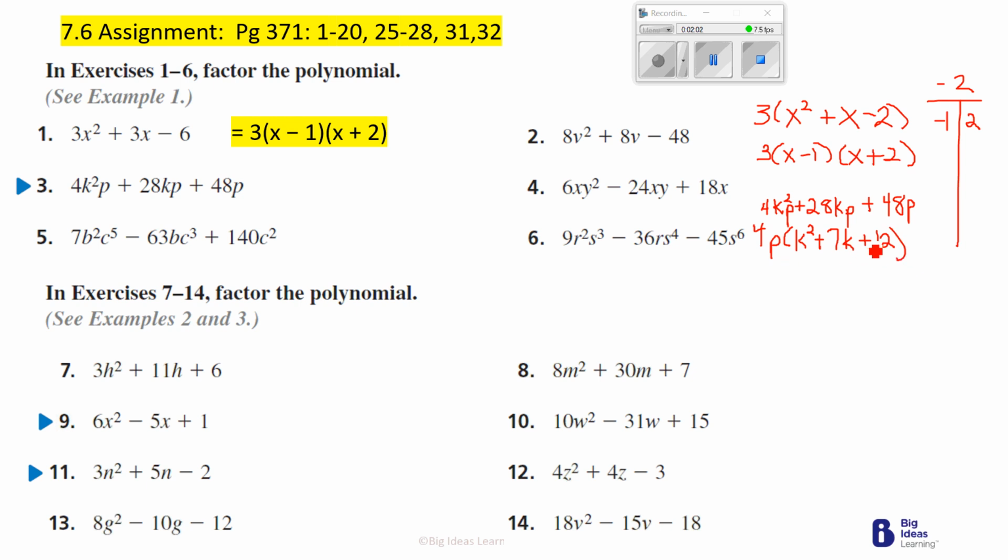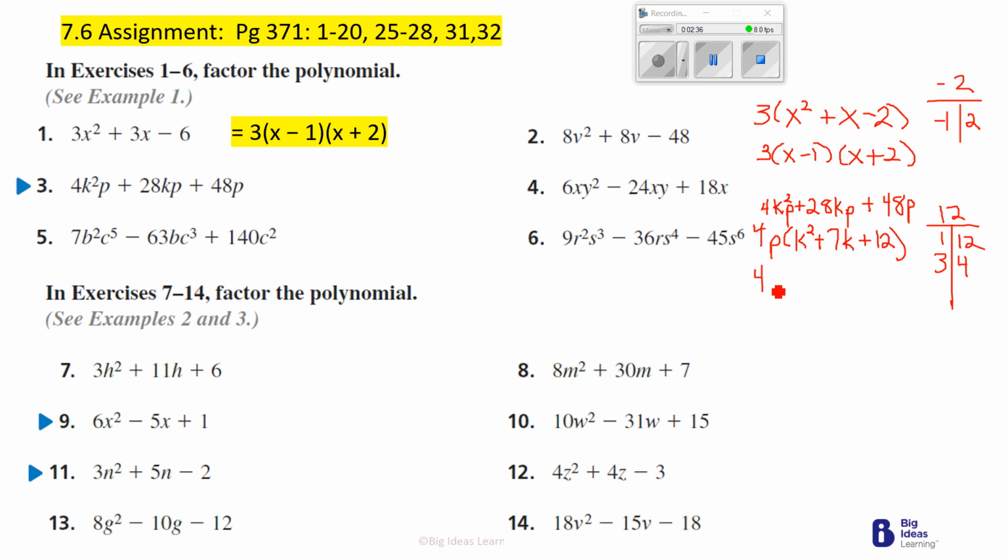Now I got to come up with two numbers that when multiplied together will give me 12. Give me some room to work. So I need a positive 12. Two numbers to give me positive 12 will give me 1 and 12, but that won't make 7. I could also get 3 and 4, and 3 plus 4 does equal 7. So that tells me everything I need to know.